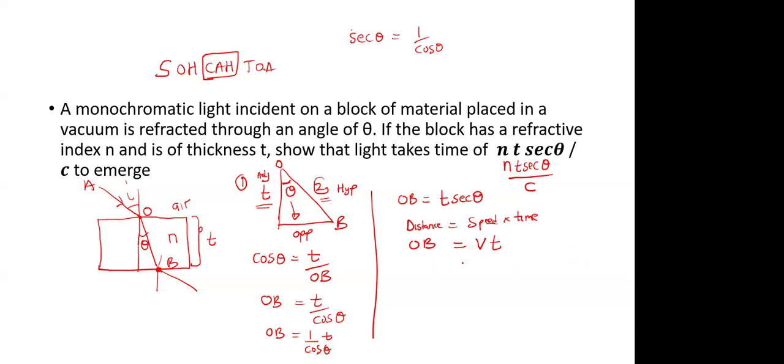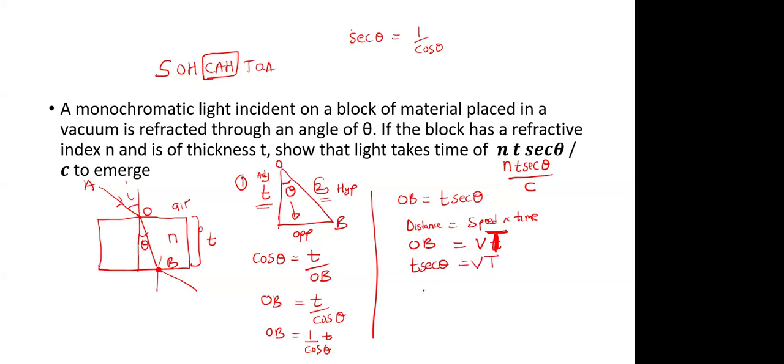So what does it mean? It means that in order for us to obtain our time, this is very important. We know our OB is the same as T sec theta. We have our speed, which is V, and we have our time. But this is time, this is thickness, so do not confuse them. Allow me to use capital T here, so as not to confuse. So OB, which is T sec theta, is equal to V times time.